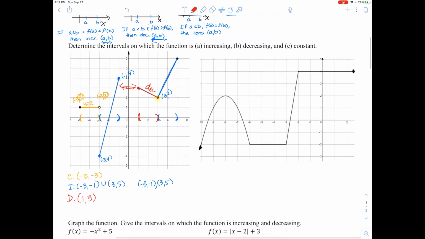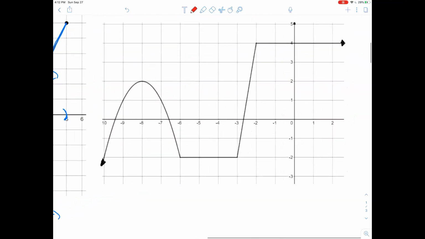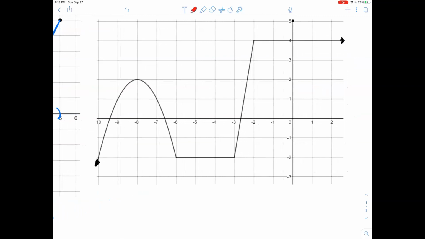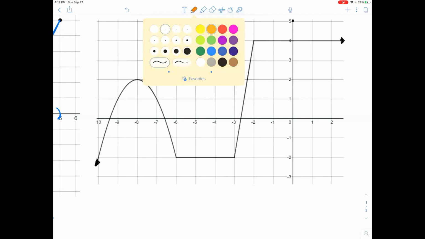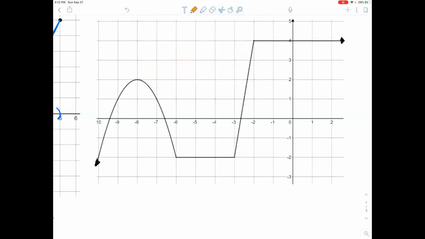Okay, so let's take a look at this next one. You've got what it looks like here, a parabola, and then a constant, and then a positive slope linear equation, and then another constant. So let's identify. Go ahead and try to do it without me. So press pause and give it a go and see if you can identify all your intervals of increase, decrease, and constant. Then press play and let's see how you did. So I'm going to assume that you gave it a go.